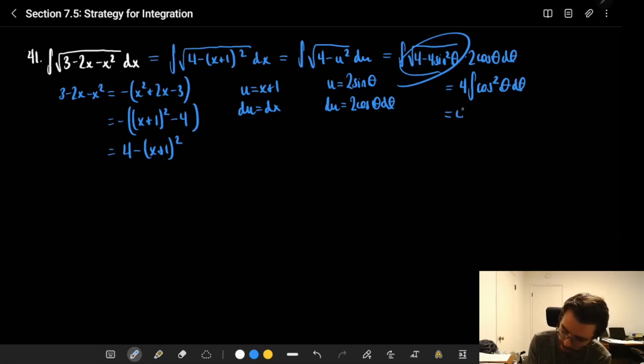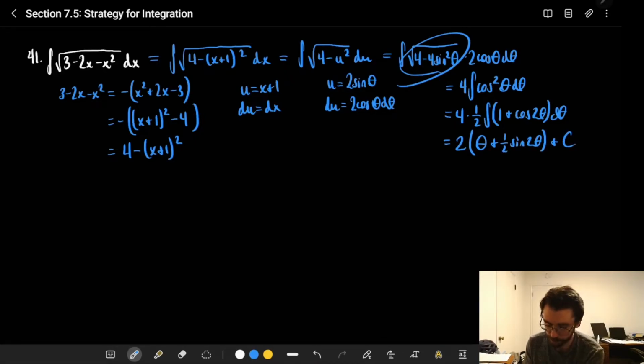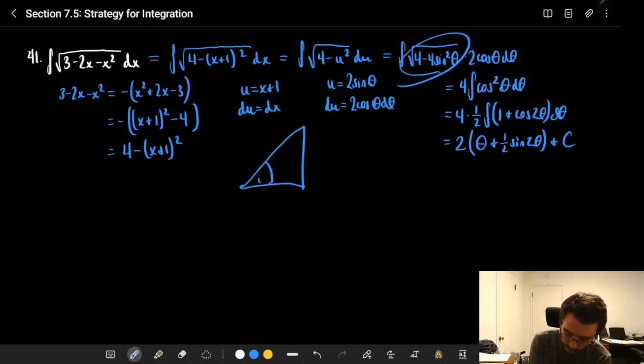Again, we have to use our little formula here to solve this integral: cosine squared is actually 1/2 times 1 plus cosine 2 theta. But once you solve that, you get a 2 here, theta plus half sine 2 theta, we've done this one a few times, plus a constant, and then you have to just undo everything, right? So the theta has to be turned back into u, and then the u has to be turned back into x. The theta can be turned back into u with a triangle.